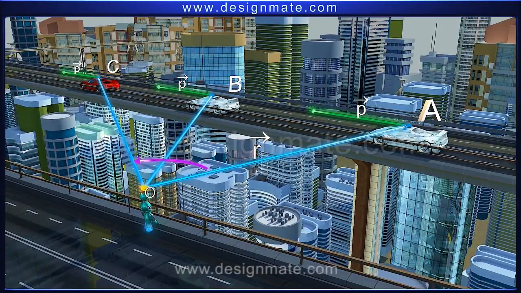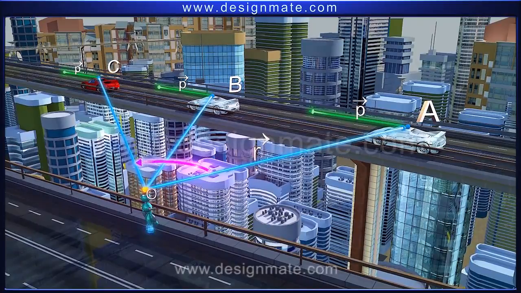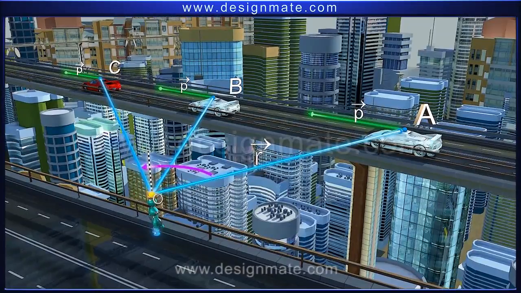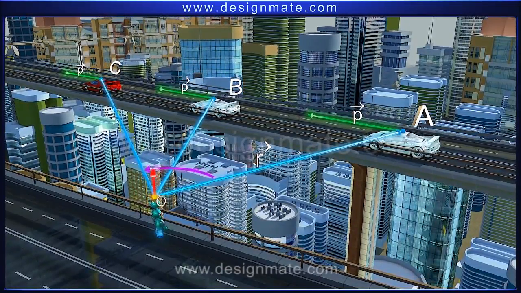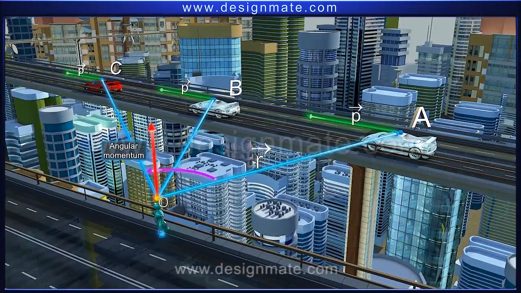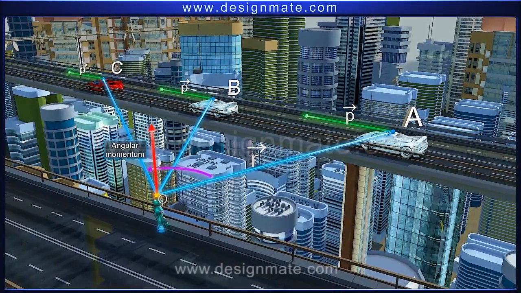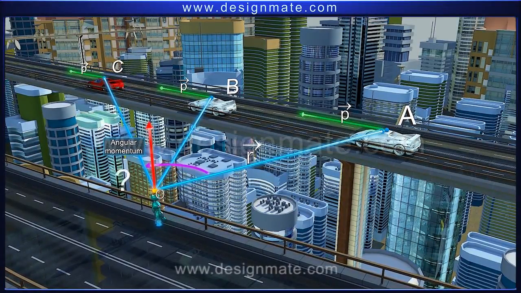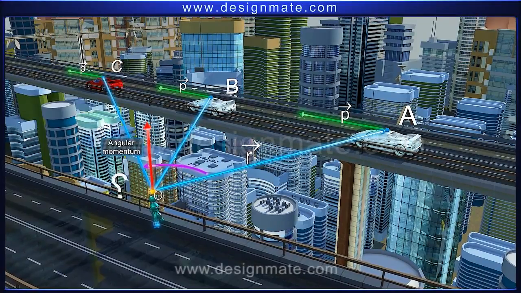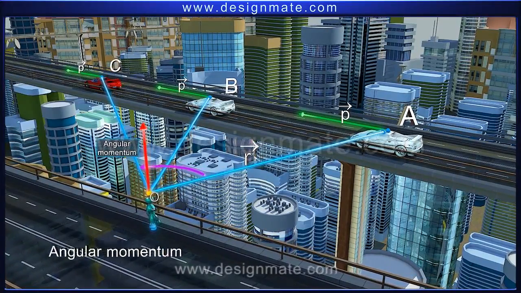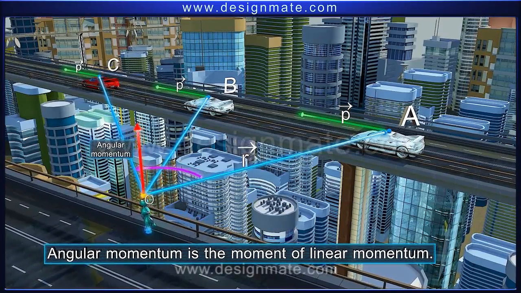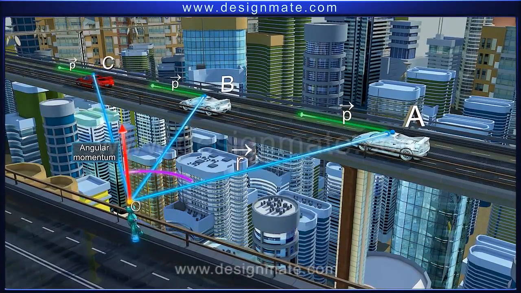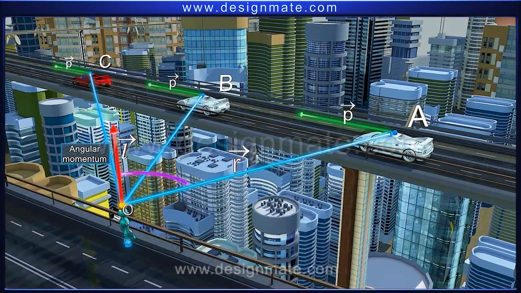We can therefore conclude that any moving object can be attributed rotation with respect to some fixed point or axis. The object is then said to possess angular momentum about that fixed point. The car therefore has angular momentum with respect to the observer. But what is angular momentum? Angular momentum for a single particle is defined as the moment of linear momentum. It is a vector quantity whose symbol is L.